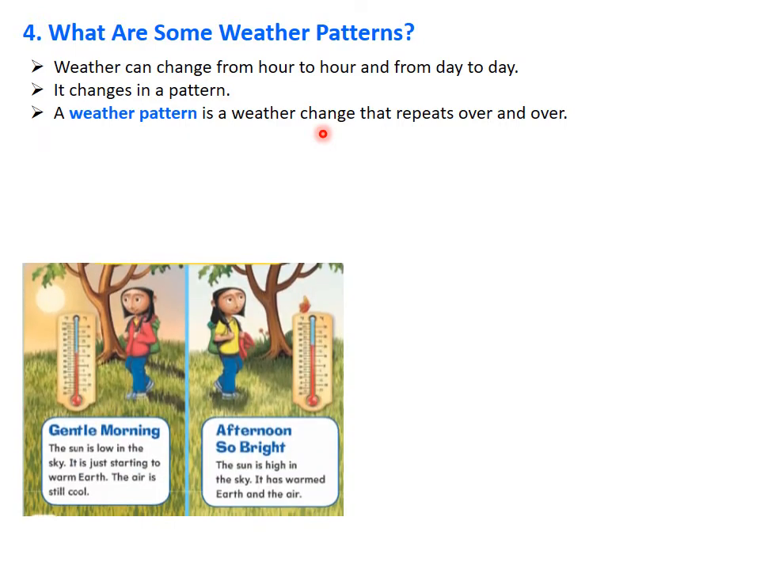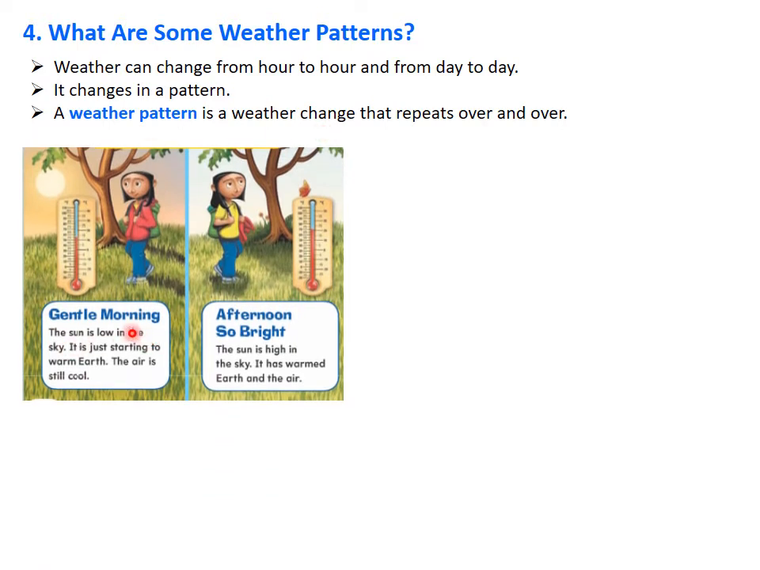Gentle morning. The sun is low in the sky. It is just starting to warm Earth and the air is still cool. Afternoon so bright. During afternoon, the sun is high in the sky. It has warmed Earth and the air.